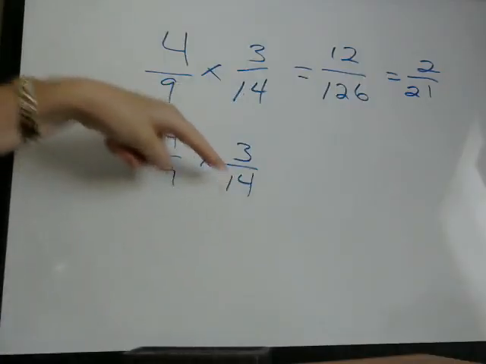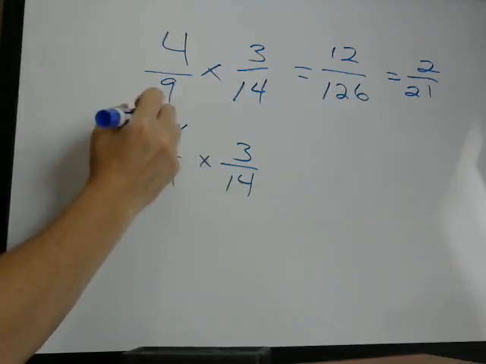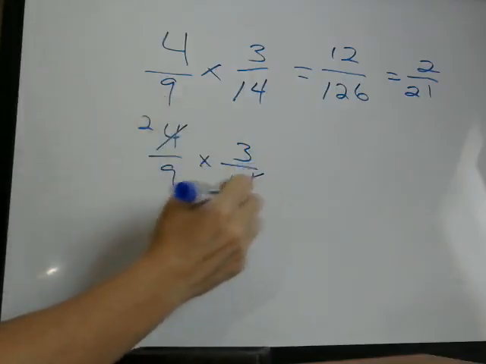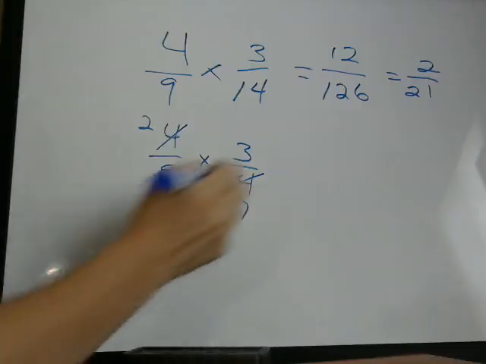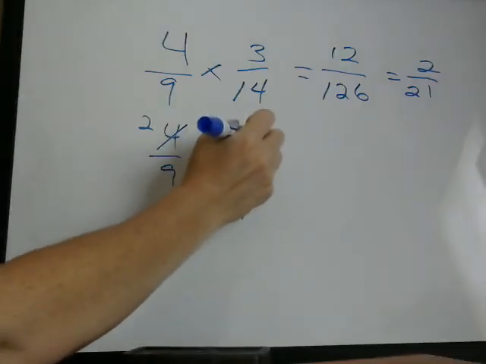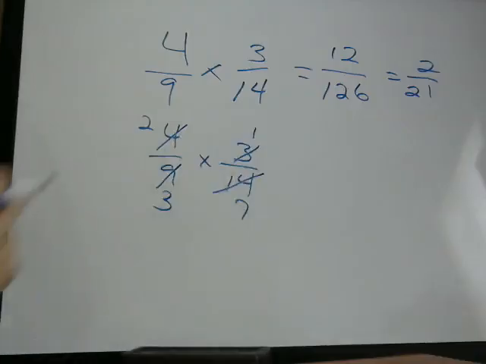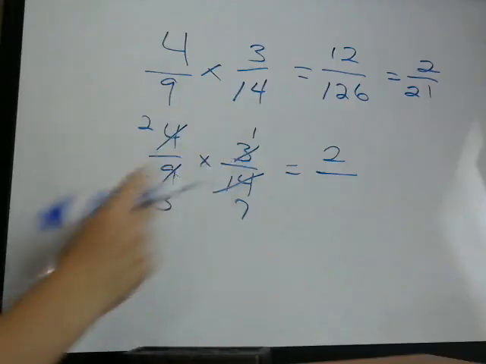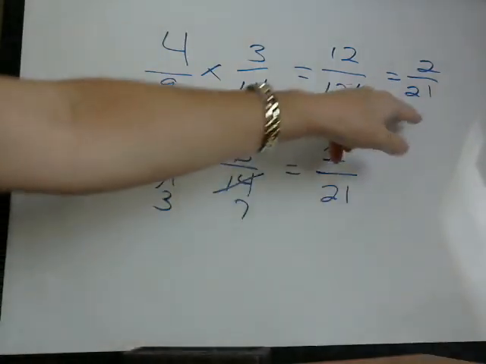Or if we look at this, again, we're looking at the diagonals. 4 and 14 can both be divided by 2. So we make that 4 divided by 2 is 2. 14 divided by 2 is 7. Then we look at the other diagonal. 3 and 9 can both be divided by 3. So 3 divided by 3 is 1. 9 divided by 3 is 3. And then we multiply 2 times 1 equals 2. 3 times 7 is 21. So we get the same answer.